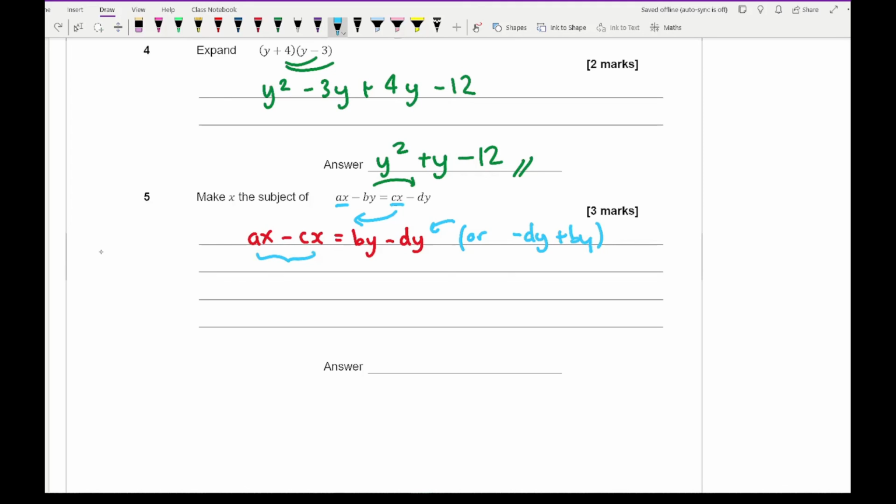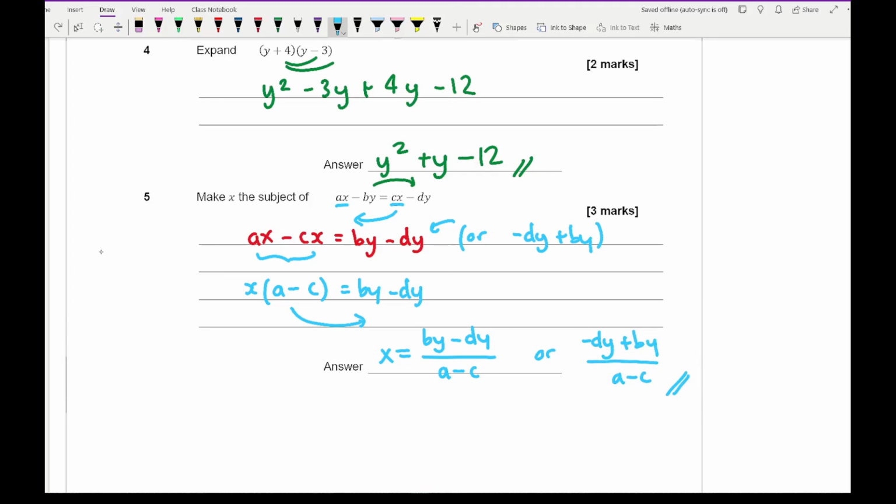So while we've got all our x's on one side, what we now need to do is convert those two x's into one x, and we do that by factorizing. So I've got x, and then brackets a minus c, and then we've got by minus dy, or minus dy plus by. And then what we then want to do is take that over to the side by dividing. So x equals by minus dy, all divided by a minus c. And if you've still got the brackets, that's absolutely fine. Or you could write it as minus dy plus by over a minus c. And again, either of those answers would be absolutely fine.